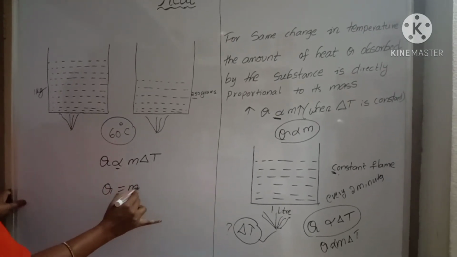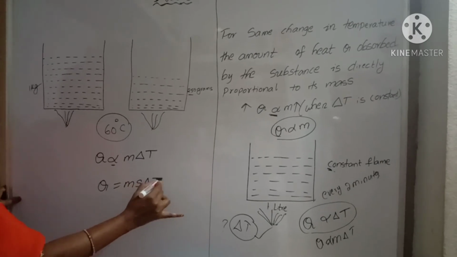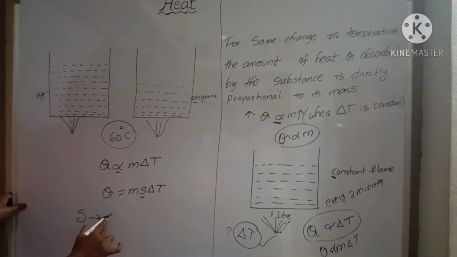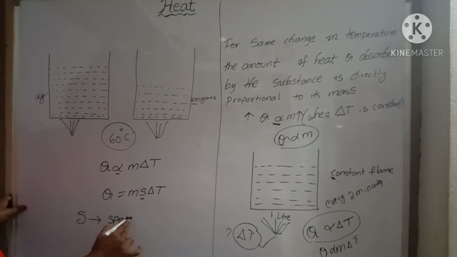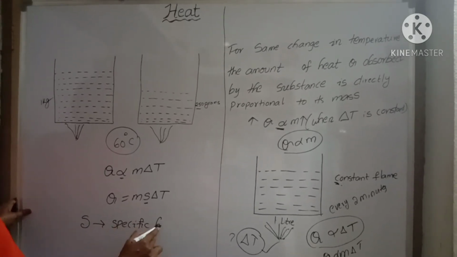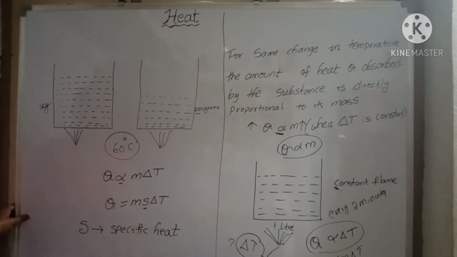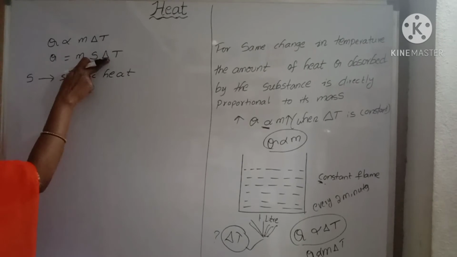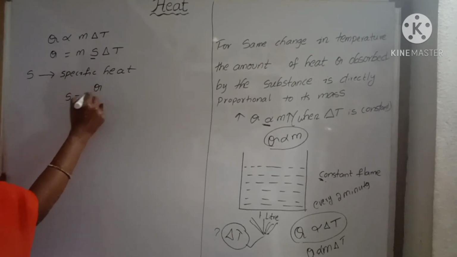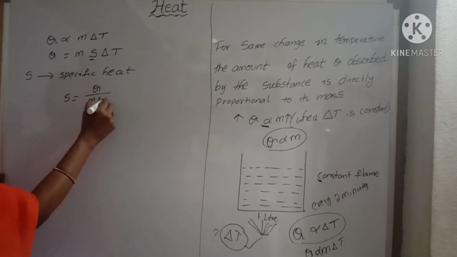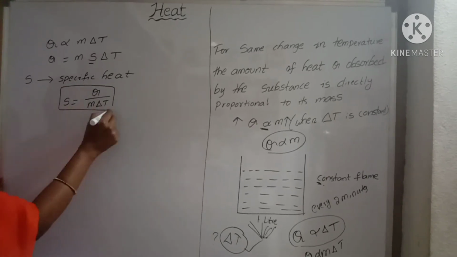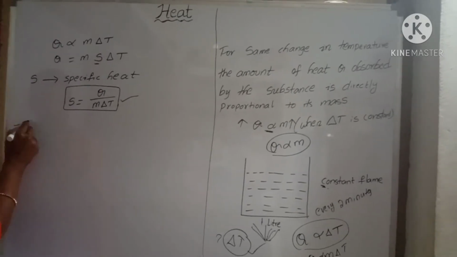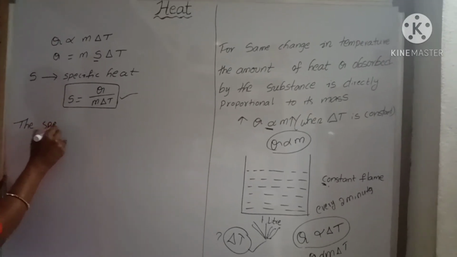So here we can equate this by introducing one constant. That constant is called the specific heat of the substance, S. Now we can write the formula for S. S equals, moving M and delta T to that side, Q by M delta T. This is the formula for specific heat S. Now we can write the definition for specific heat.